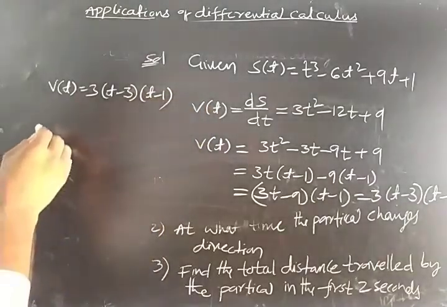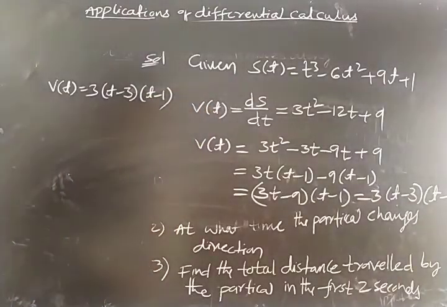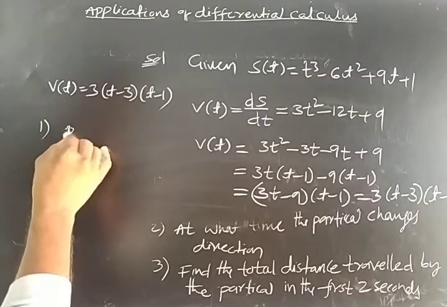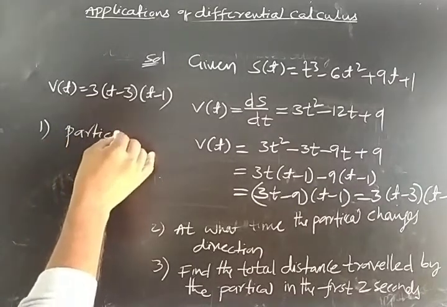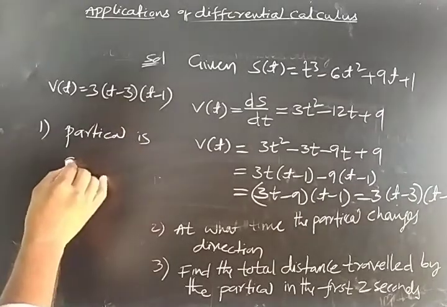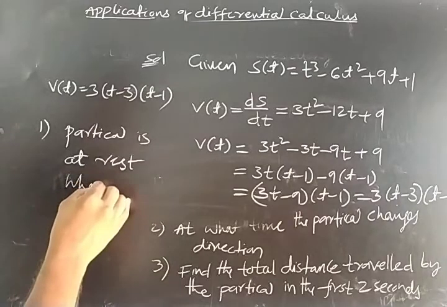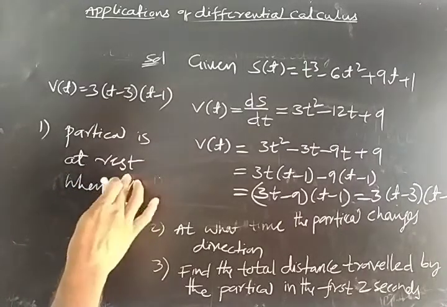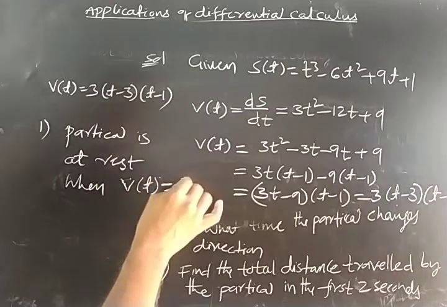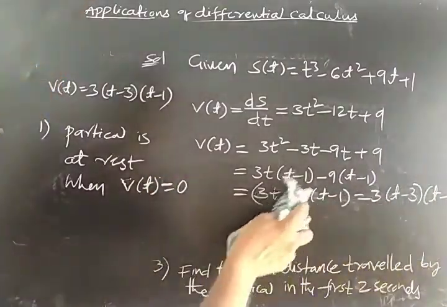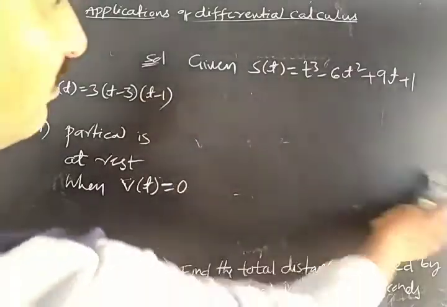Now I am taking velocity equal to 0. Why? Because what is the first question? We have to find the time when the particle is at rest. Right? First one, solution. The particle is at rest when v of t equals 0. When v of t is equal to 0.